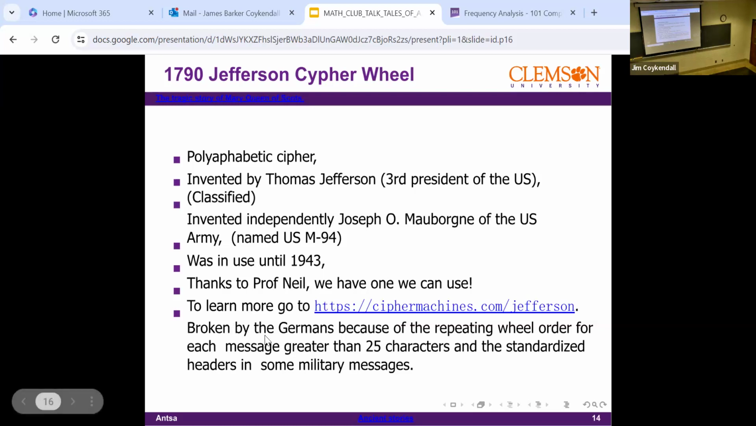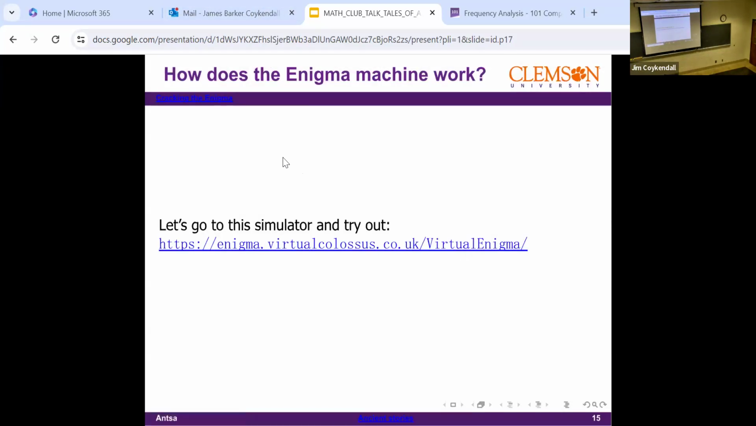Yeah, so this ciphertext was broken by the Germans because of the repeating wheel. As I said before, the original one has only 25 characters, so when you have more than 25 characters, you need to redo it again. And also the standard, when you send military messages back then, you have the same header every single time, so that was really, really bad. So now let's move on to the timeline and see how the Enigma machine works.